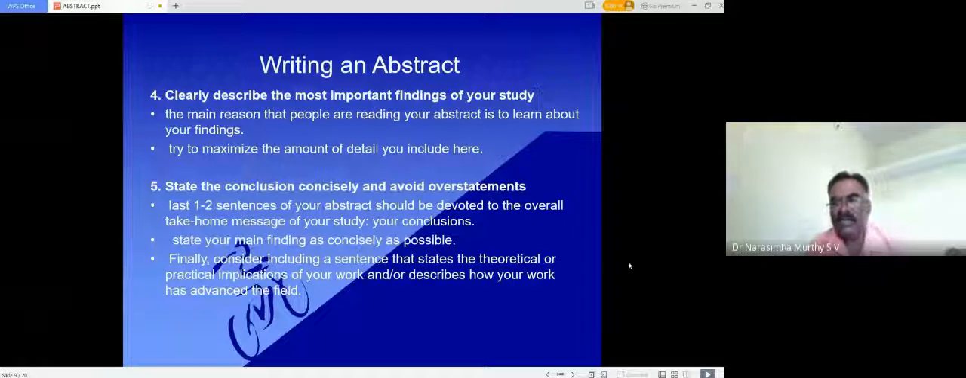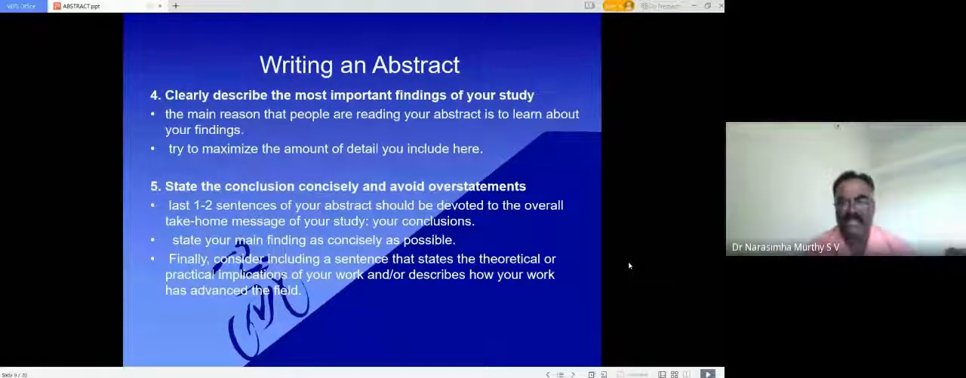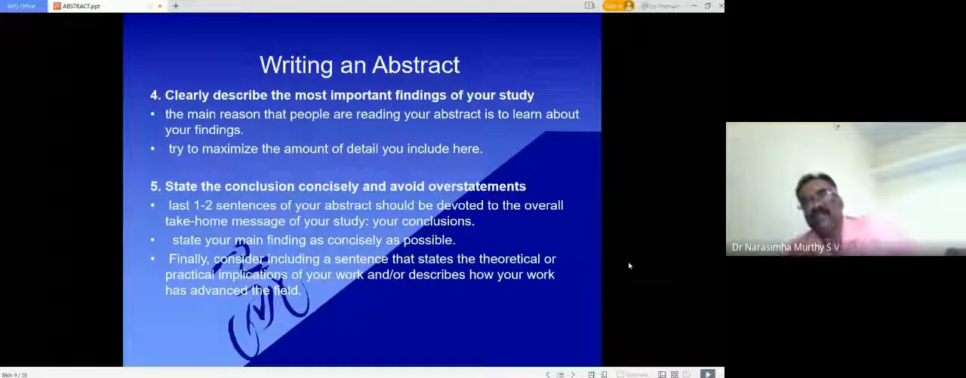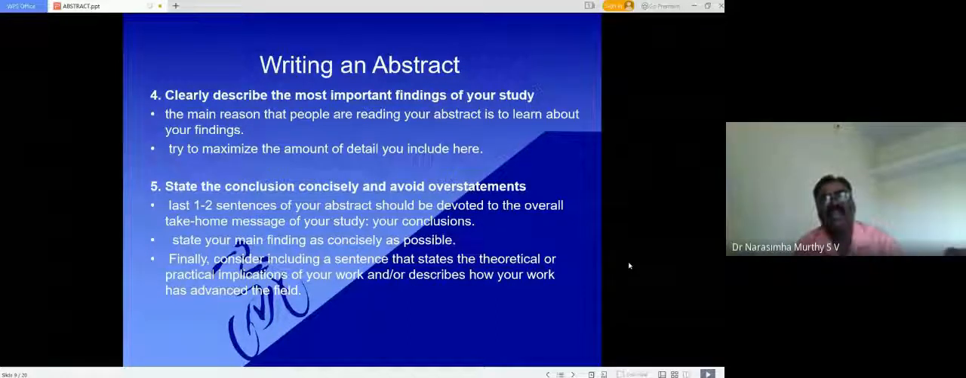And remember, what is the take home message? The last one or two sentences should be devoted to the conclusion, and state your main finding as briefly as possible. Bring only the gist of the gist. The cream should be presented here.